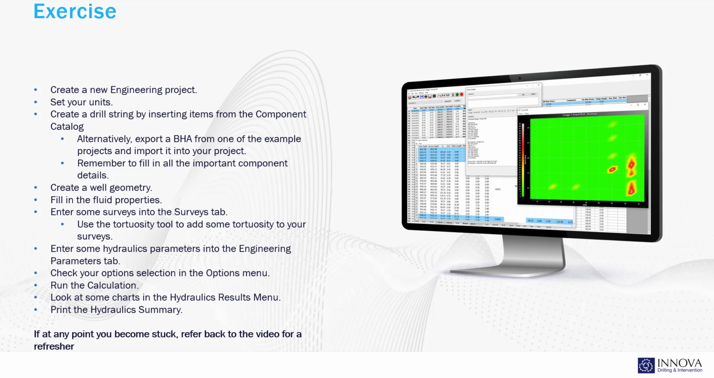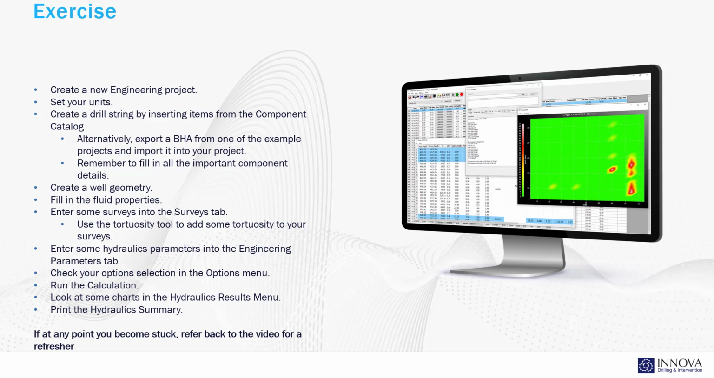Try building your drill string by inserting items from the component catalog. Alternatively, you could export a BHA from one of the example projects and then import that BHA into your project. Whichever method you use, remember to check that all of the important component details for the hydraulics calculation have been filled in your drill string. Then create a well geometry in the well geometry section and fill in your mud properties in the fluid properties section. Then move on to the surveys tab and enter in some surveys.